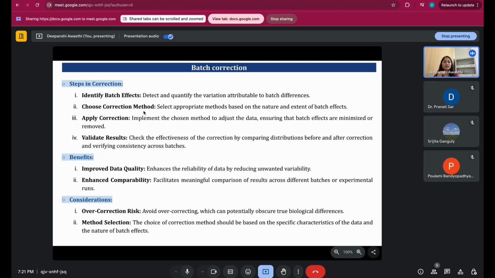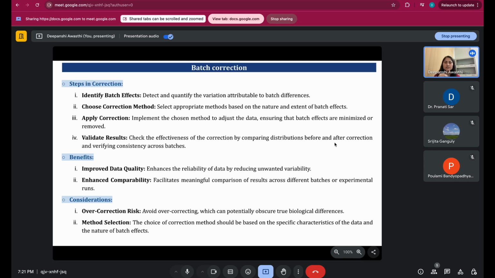Then we have to choose the correction method, that is, which method we want to use. Depending on the nature and extent of the batch effects, whether the data is high dimensional, or the batch effect is small or huge, we could select a correction method depending on our requirement. We should apply the correction, implementing the chosen method to adjust the data so that the batch effect is minimized or removed. And ultimately we validate our results. We check the effectiveness of the correction by comparing the distributions before and after applying it, so you will be able to know whether your method is performing better or not.